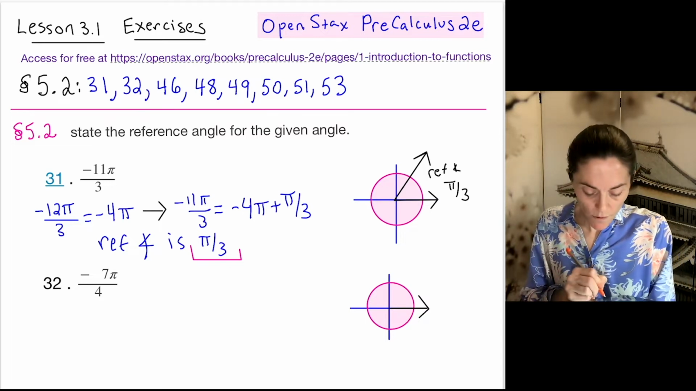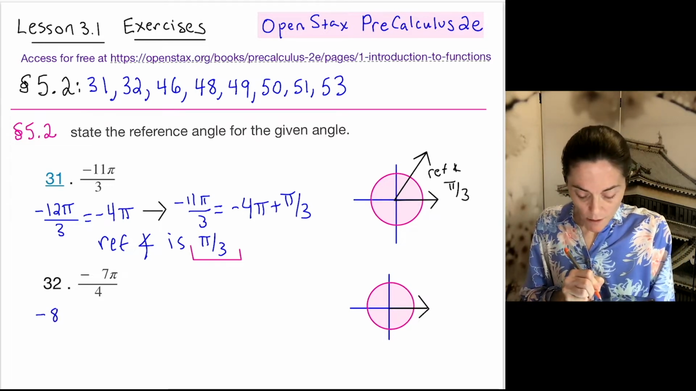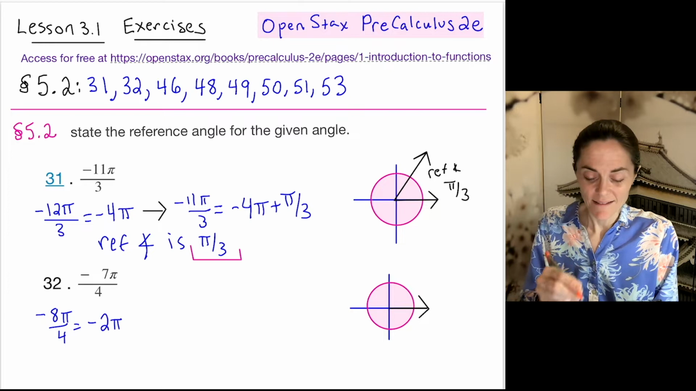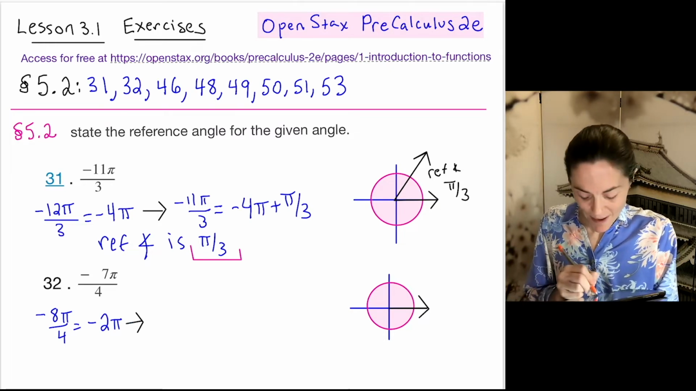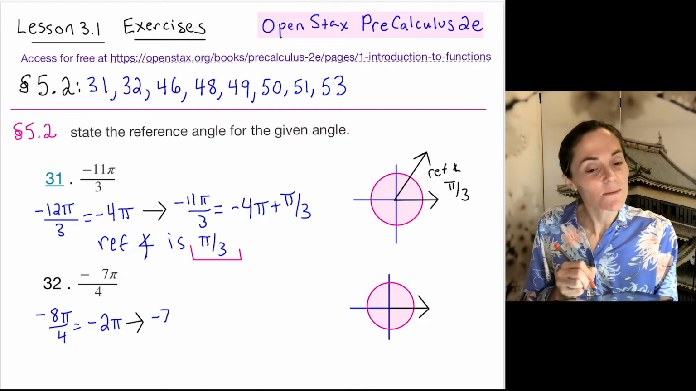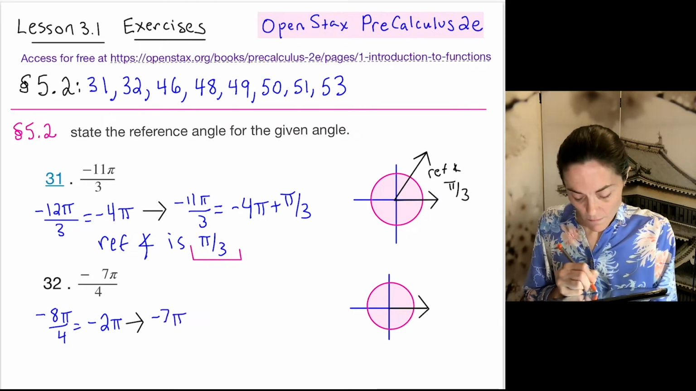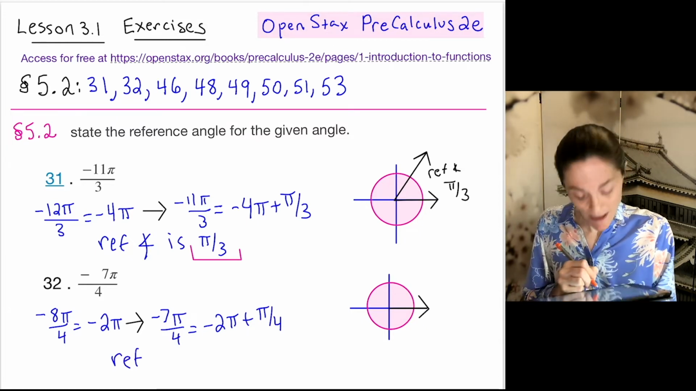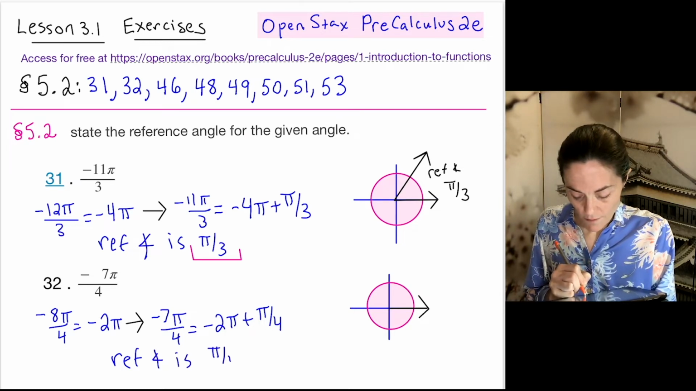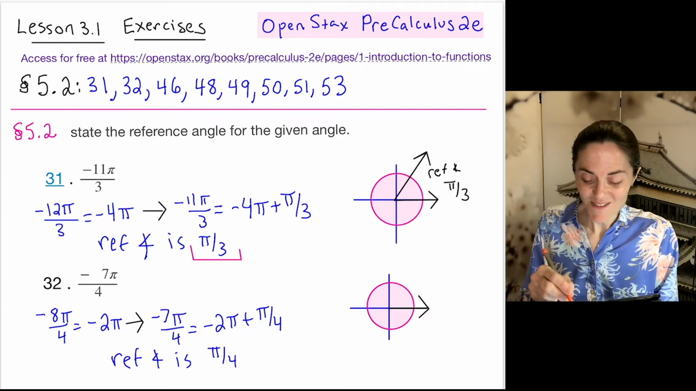We just have to observe that the closest thing is minus 8 pi over 4. This is minus 2 pi. And then from here, we can notice that minus 7 pi over 4 is minus 2 pi plus pi over 4. And immediately, very similar to the one above, we can read off the reference angle. It's pi over 4. But let's also sketch this one on our graph.